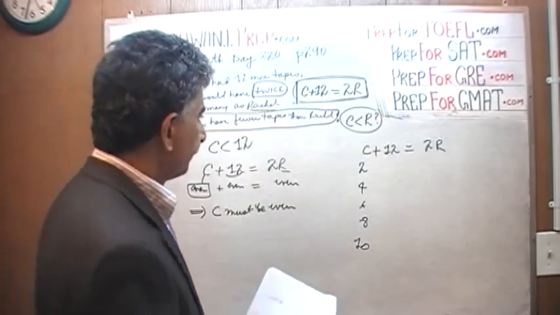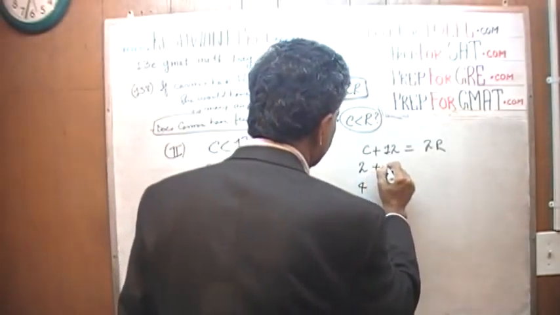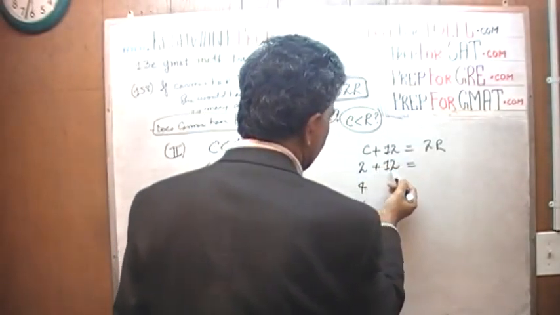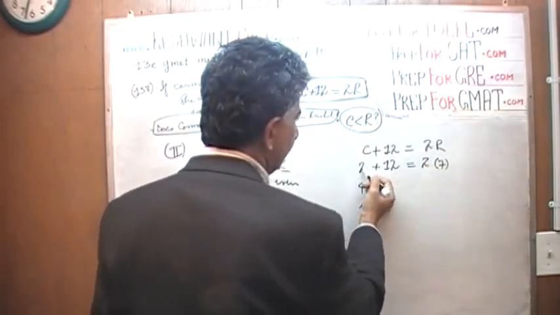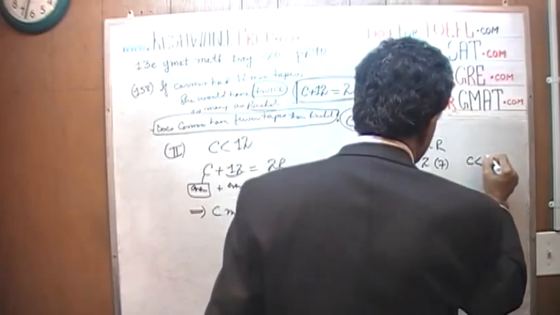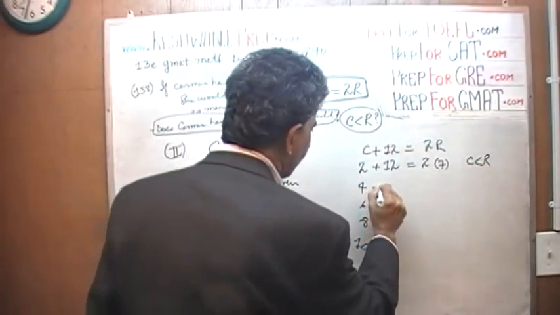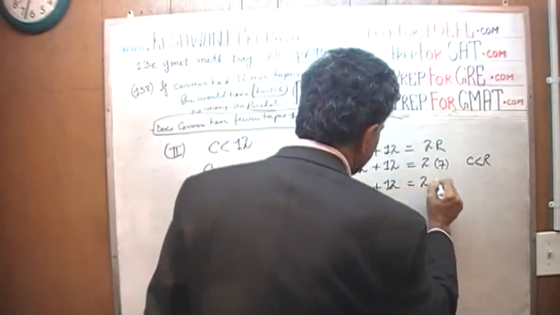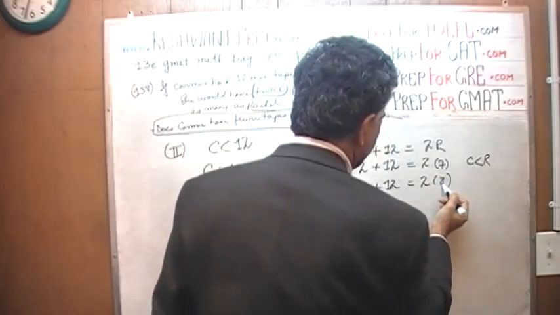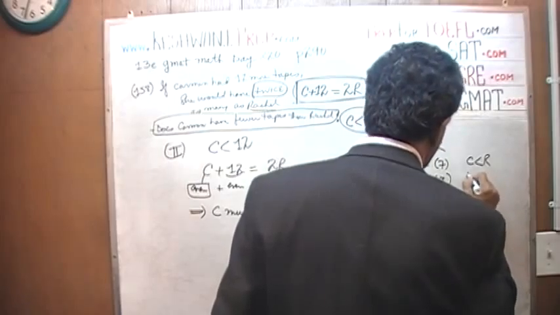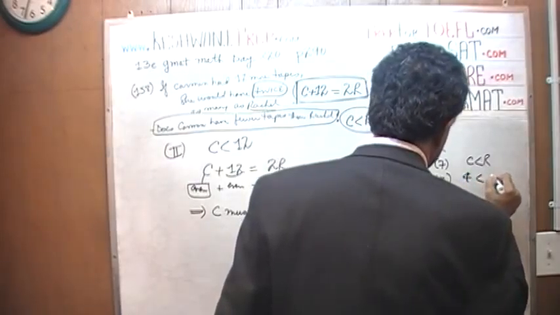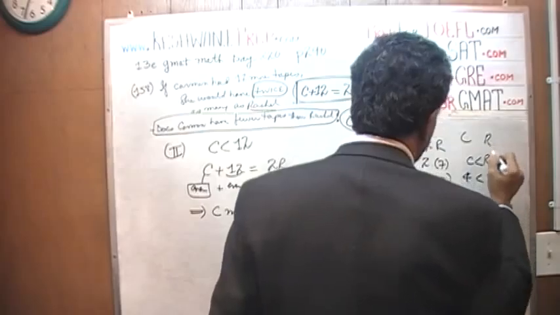Let's find out. If C is 2, 2 plus 12 is 14, which is 2 times 7. So here C is 2, and C is less than R. If C is 4, 4 plus 12 is 16, which is 2 times 8, and 4 is less than 8. This is C and this is R.